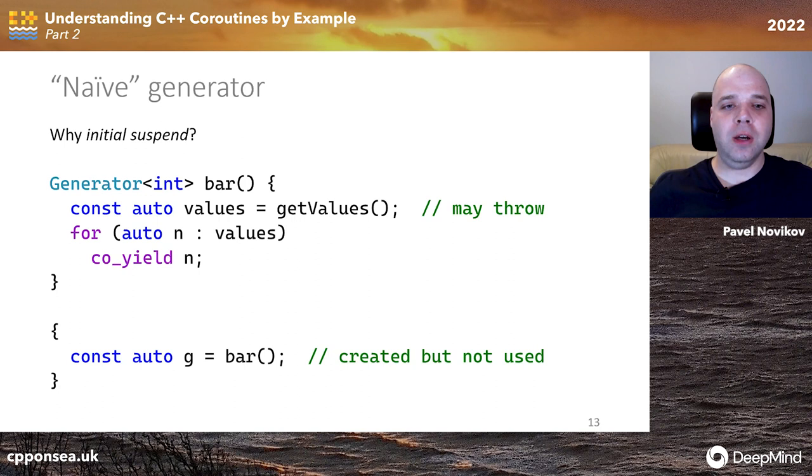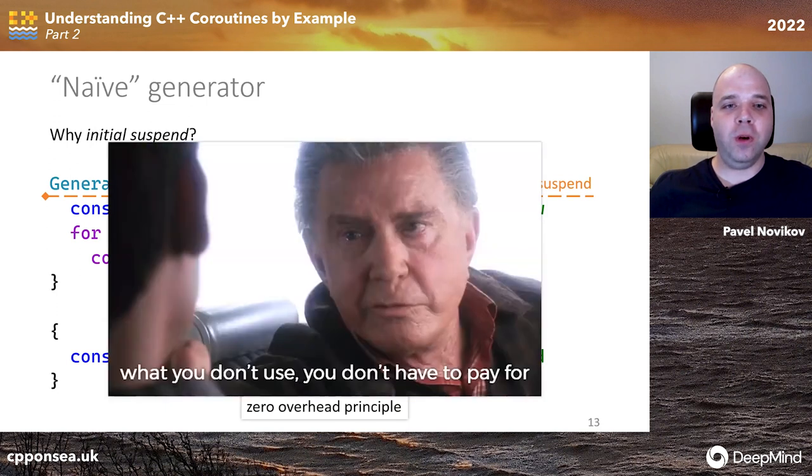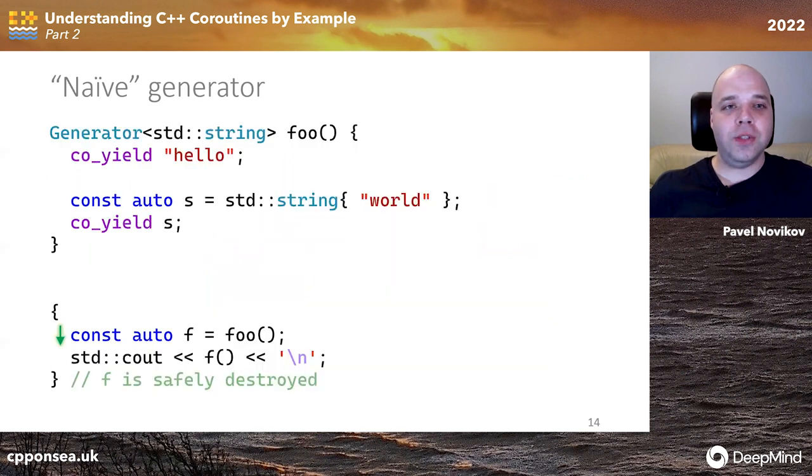And we can even have just created that object and then do nothing with it and just leave it as is without extracting values and just destroy it. And in this case, we also don't want the overhead of some unnecessary work. So we just suspend the generator coroutine at the initial suspend point. And this, in my opinion, follows the zero overhead principle. And as Uncle Ben once said to Peter Parker, what you don't use, you don't have to pay for.